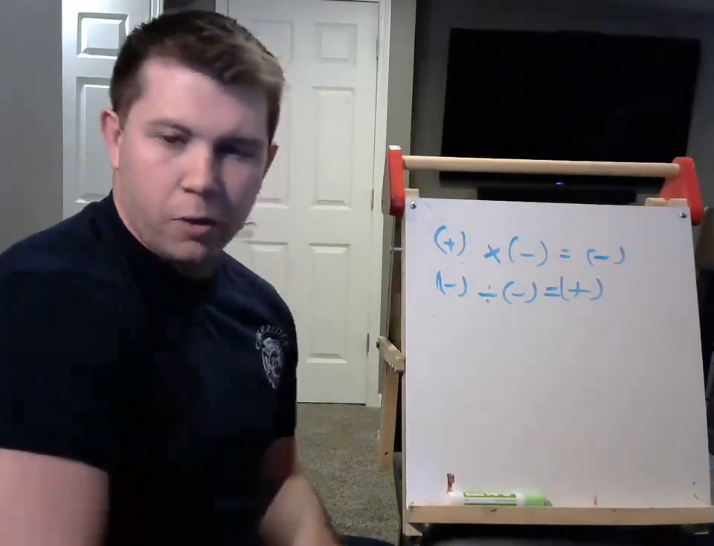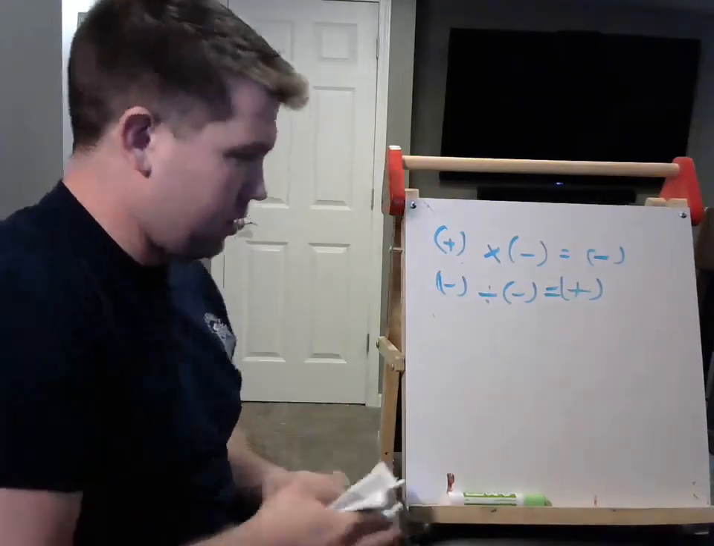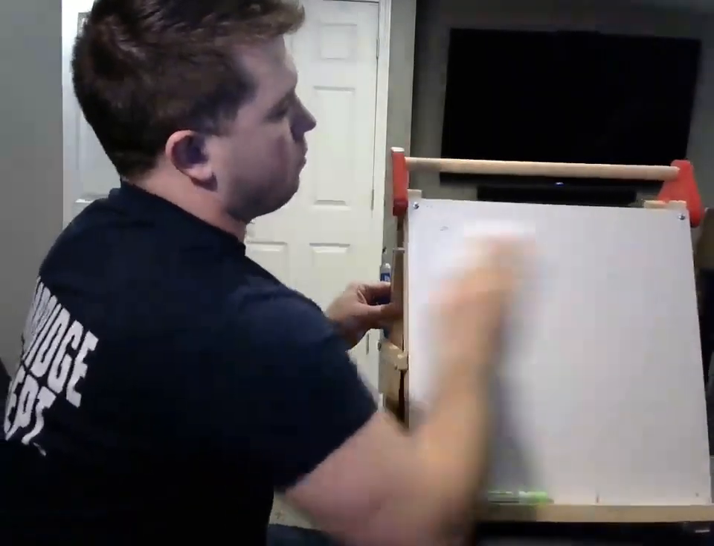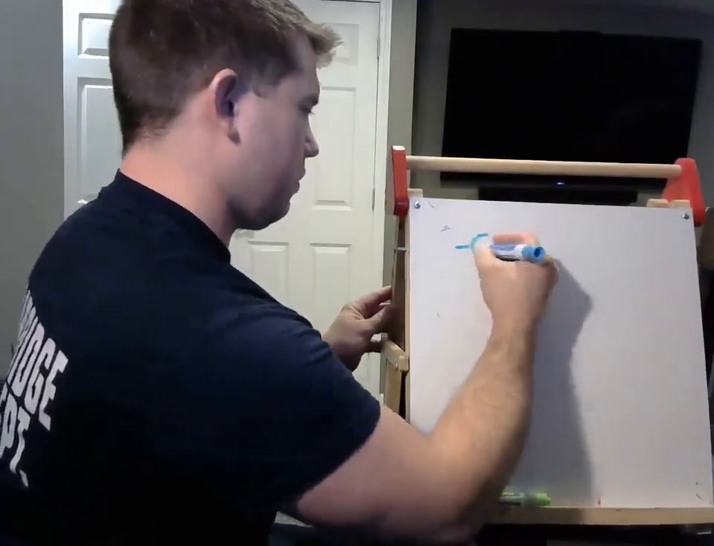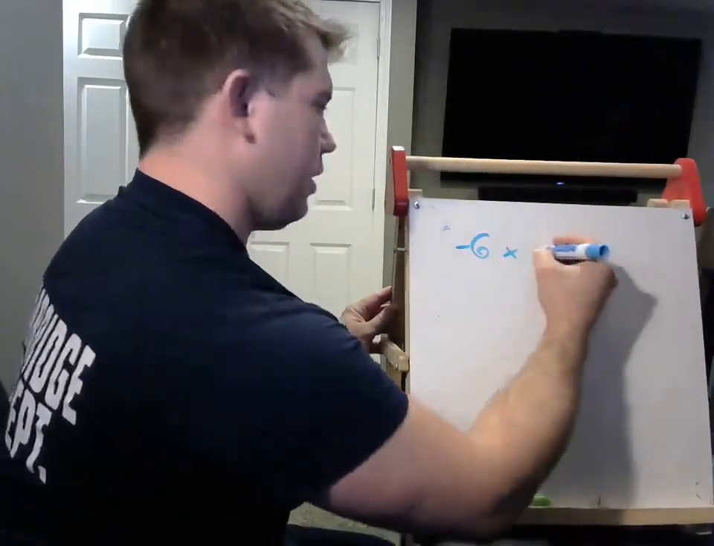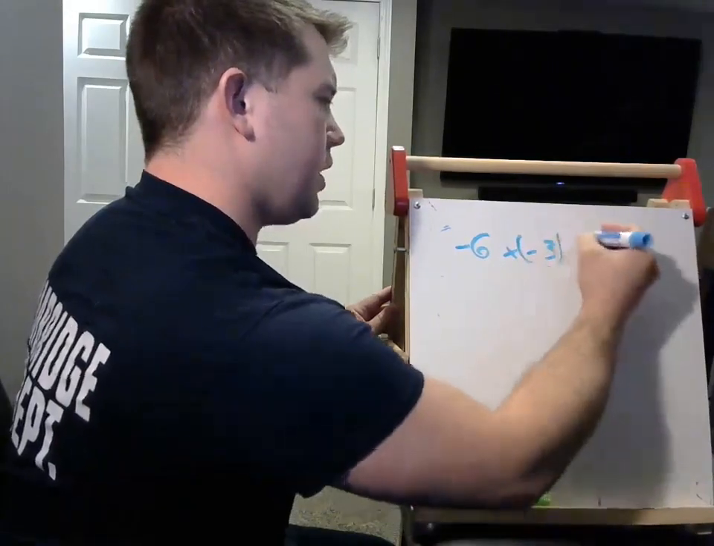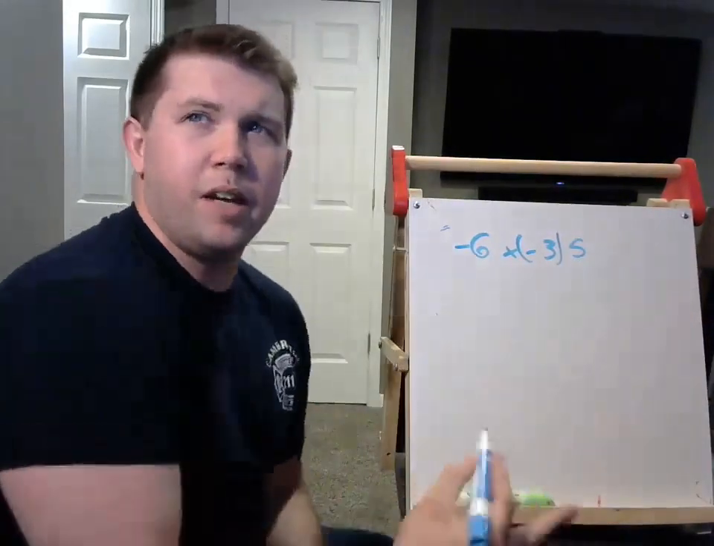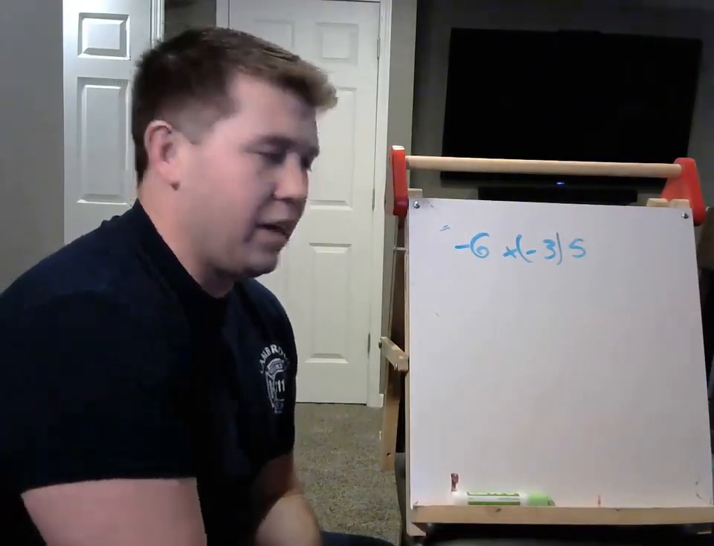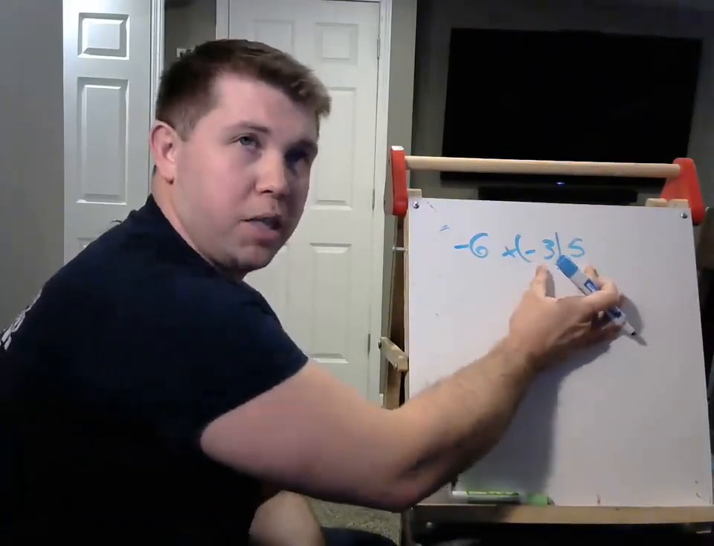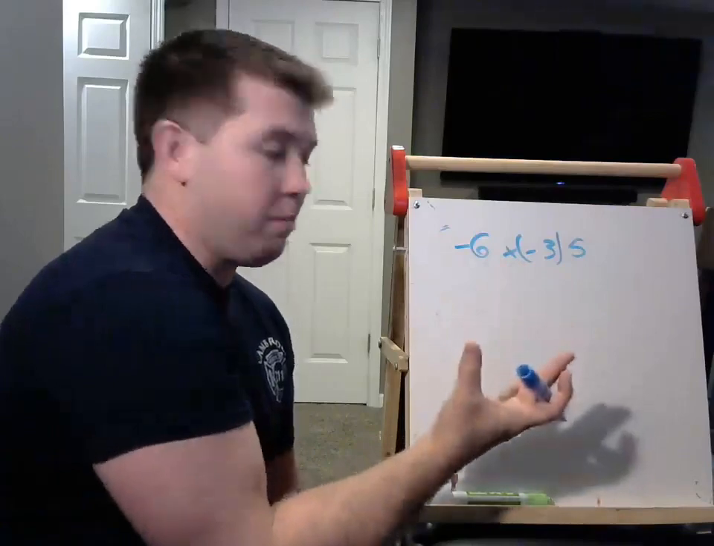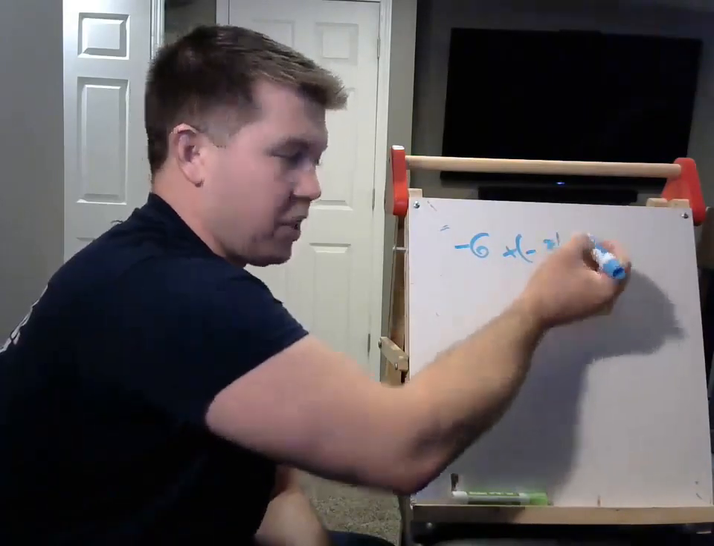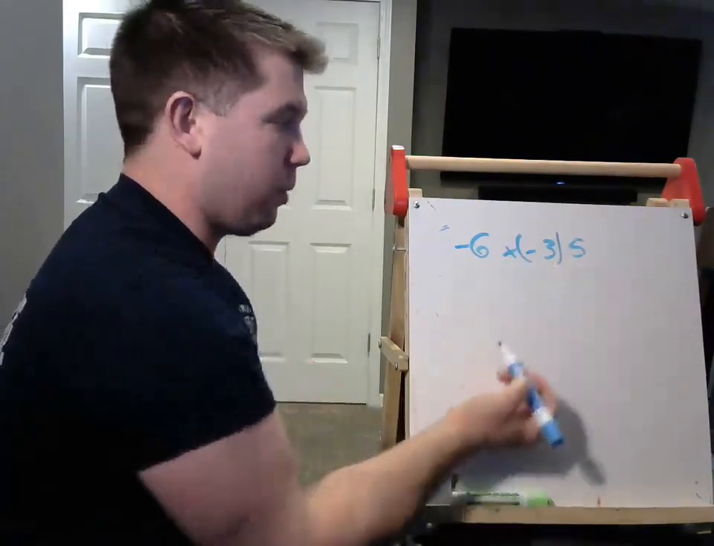Okay, so let me see. So this first problem is a -6 times a -3, and then it's got a 5 tacked on the end. Now, anytime you have a number attached to parentheses, multiplication is what's implied. So we always want to assume we're multiplying when we don't see a symbol between a parentheses and two numbers.